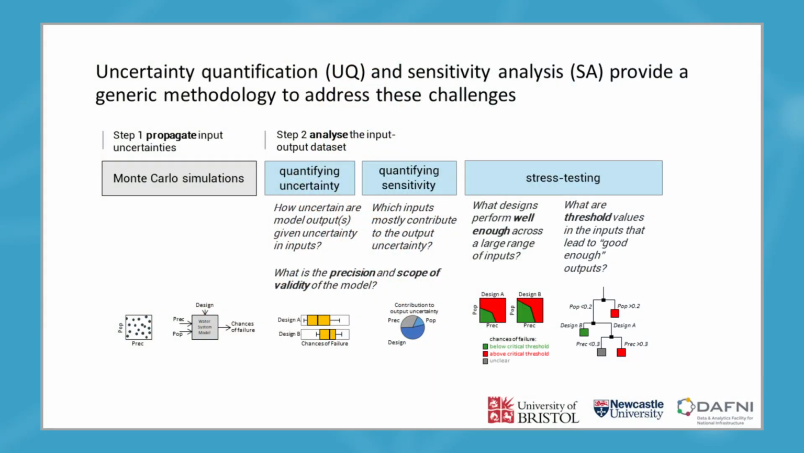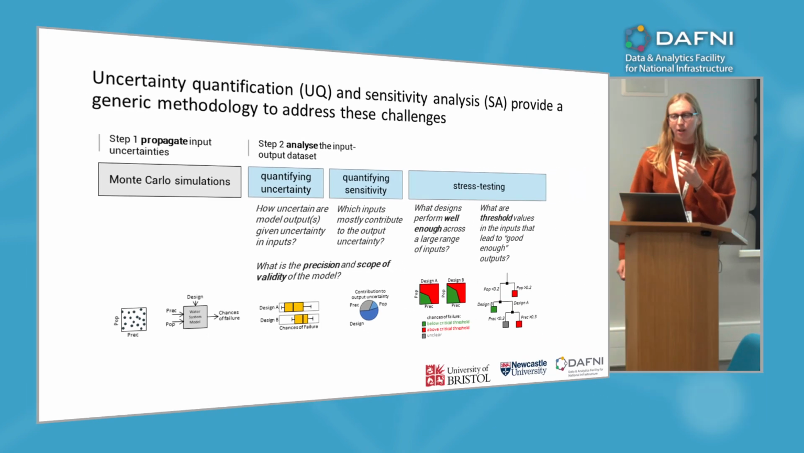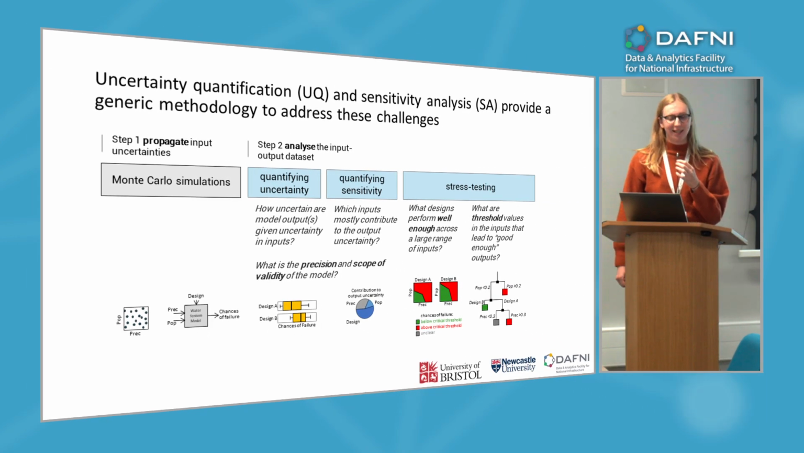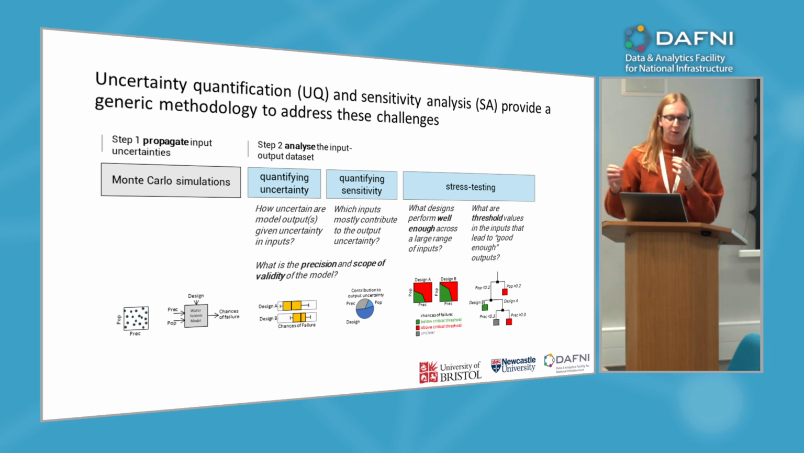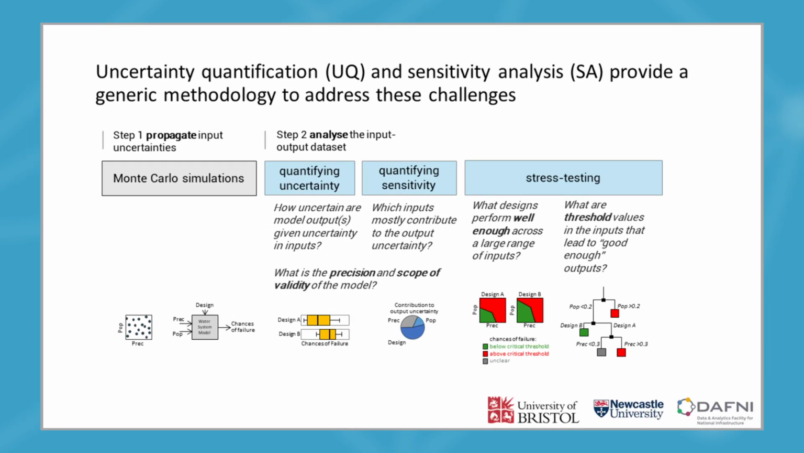And I suppose I'm here to argue that uncertainty quantification and sensitivity analysis provide a really good methodology for addressing these challenges. So just a quick intro, what I mean when I say sensitivity analysis is this two-step process. First, we propagate a range of uncertainties through the model via Monte Carlo simulations. So we identify the inputs which we consider to have significant uncertainty and define the bounds within which this sits, and then we send this through the model. And then in the second step, we analyse the input-output data set. So we're looking at how these uncertain inputs translate into outputs.